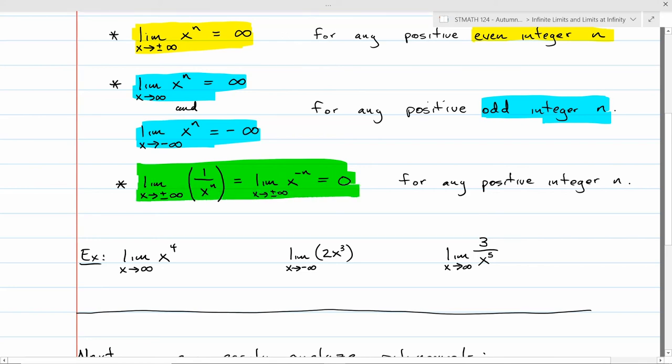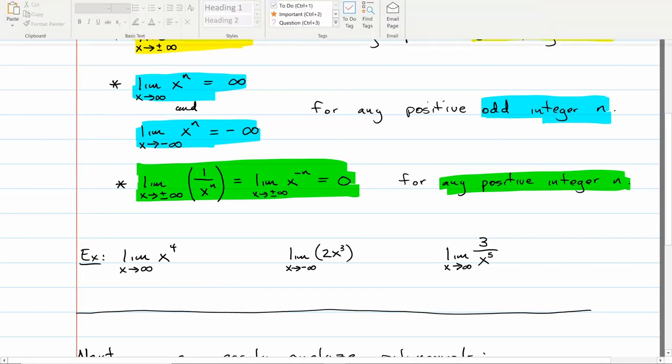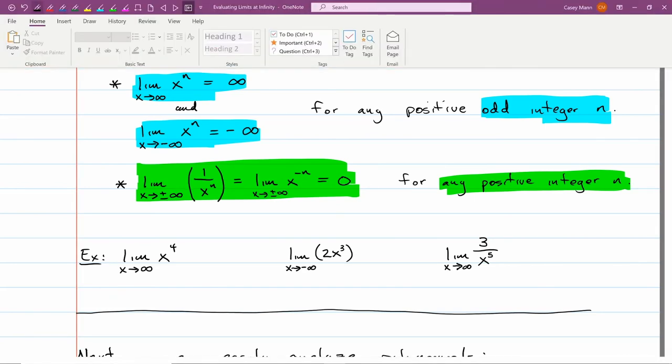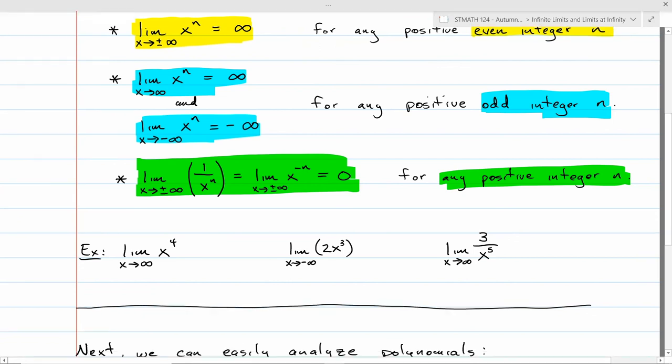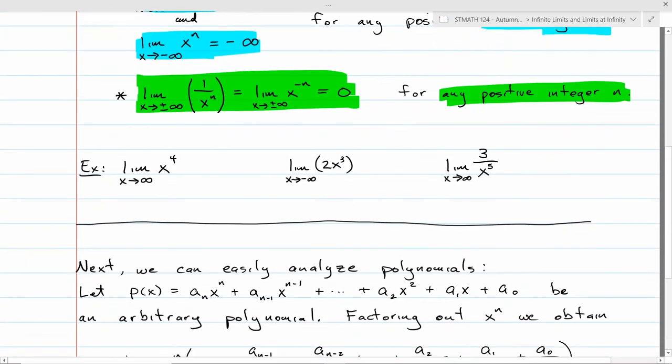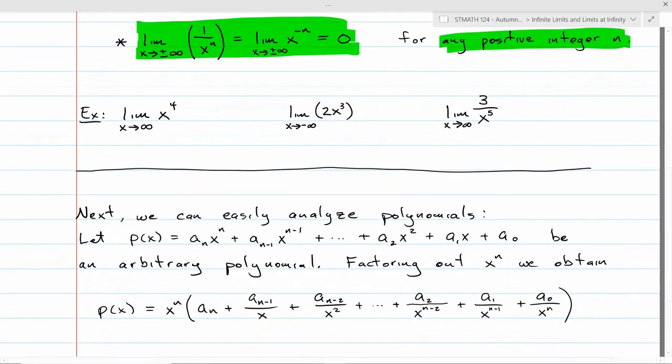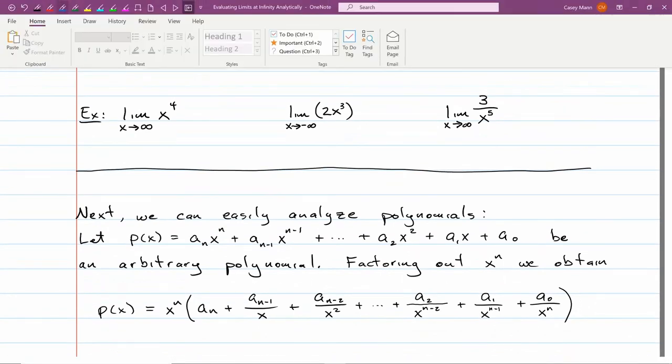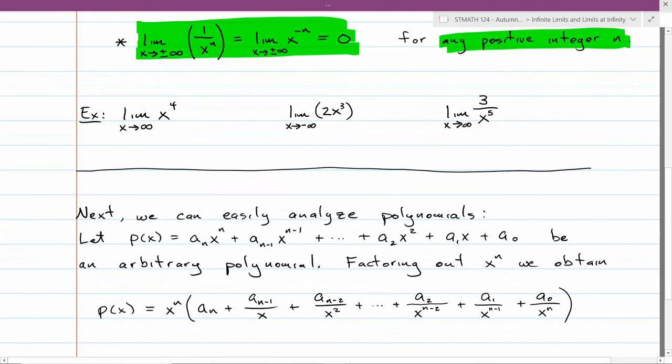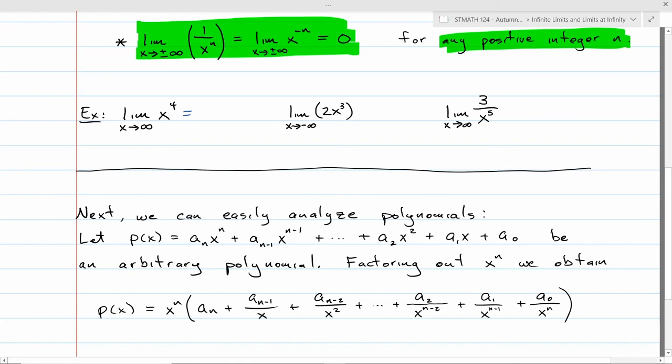And the cool thing is, these basic little facts, I think, are pretty intuitively clear. They could be proven with very rigorous mathematical means, but we're not going to get into that in this class. But just real quick, let's see if we can answer a few really basic atomic level type questions here. Like, what's the limit as x goes to infinity of x to the fourth, this first one in my example? Well, take a big number, raise it to the fourth power, it's going to be an even bigger number. And it's going to be positive, so positive infinity.